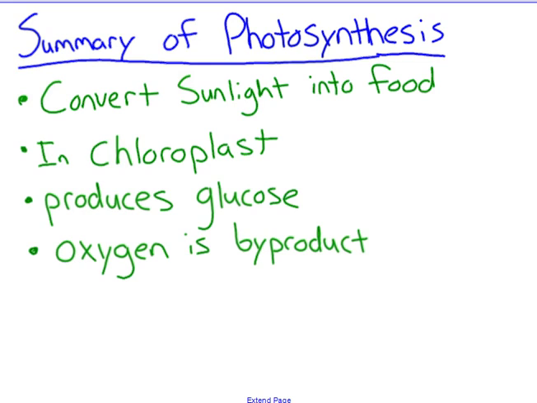Wrapping up, final points here is summary of photosynthesis. Number one, convert sunlight into food. That's what that whole purpose is for, is to make glucose. This is happening in the chloroplast. The plant produces glucose, and oxygen is a byproduct.